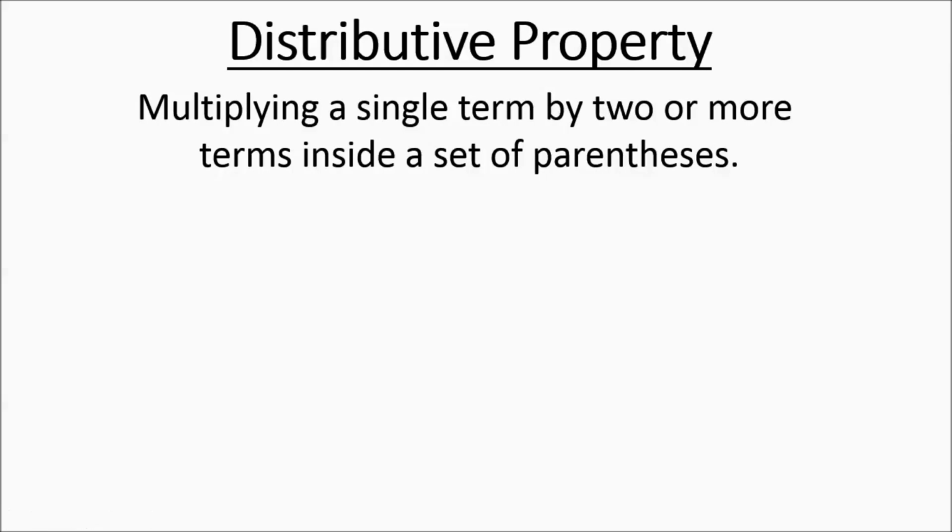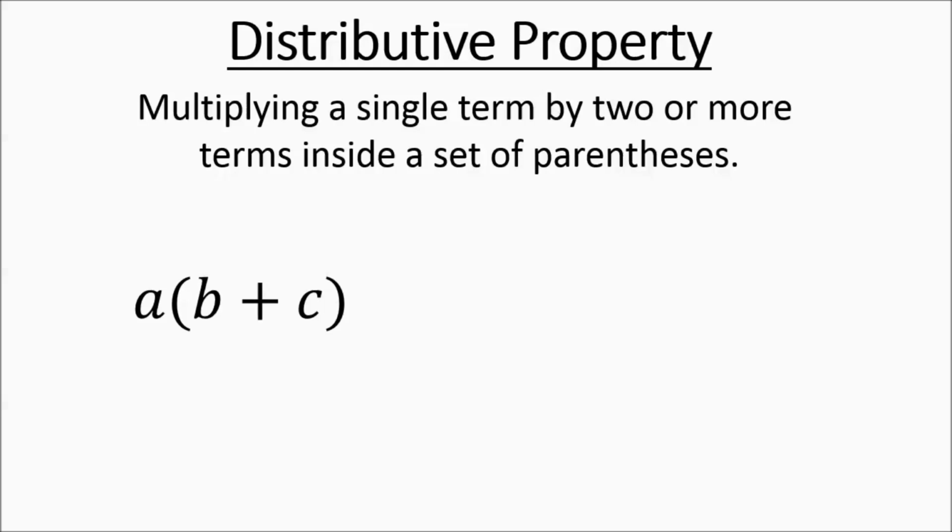This video is covering the distributive property. It's one of the 5 properties you really need to understand for 7th grade math. So distributive property is when you're multiplying a single term by 2 or more terms inside a set of parentheses. And we're going to just go through a couple examples.